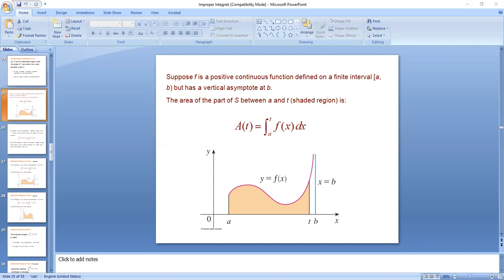Suppose f is a positive continuous function defined on the interval a to b, but has a vertical asymptote at b. The area of the part of S between a to t, this one, the shaded region is, so look at this, the area of the curve f of x is extending infinitely in this direction upwards. Now, it's not extending infinitely to the right or to the left, but in this case, it's going to extend infinitely upwards.